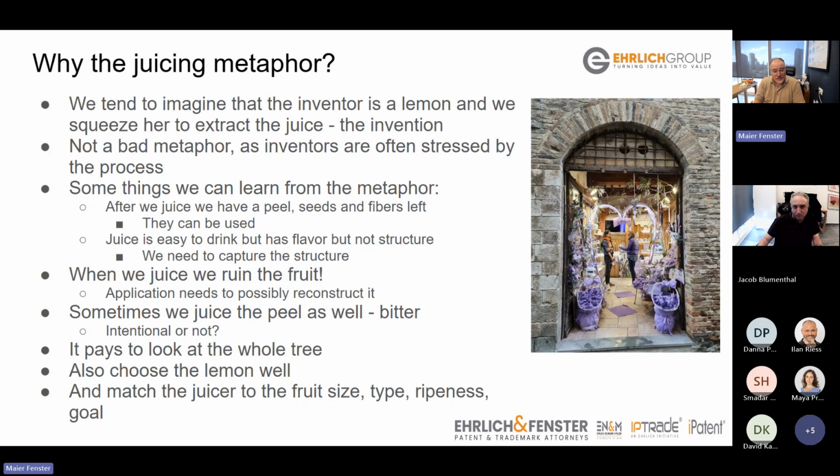And you should be matching the juicer to all of the different properties of the fruit. Usually we just say whoever's there do the job, but it might not be the right way. Different inventors, different technological stages of the invention, different reasons for writing the invention. Should probably have somebody else taking the disclosure.